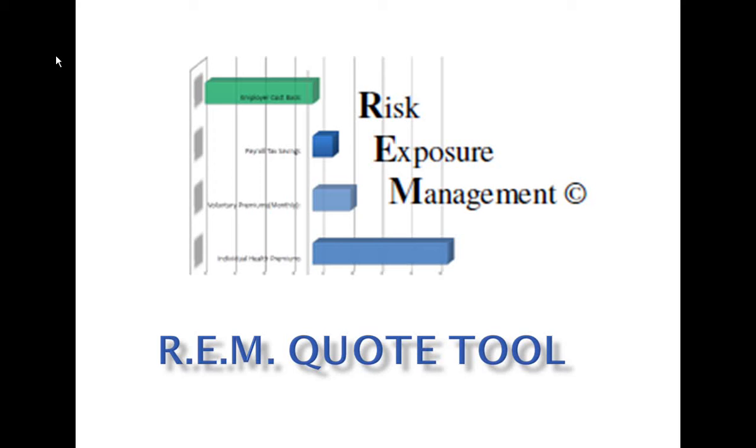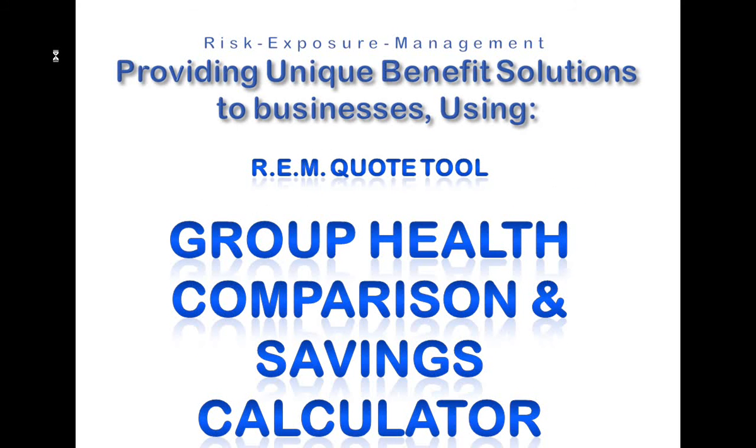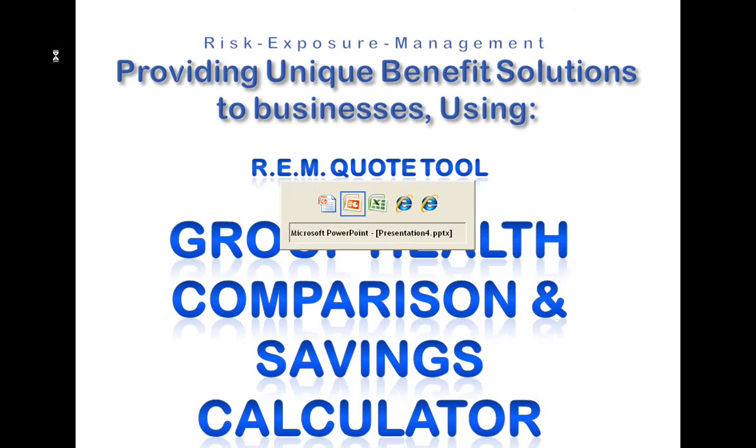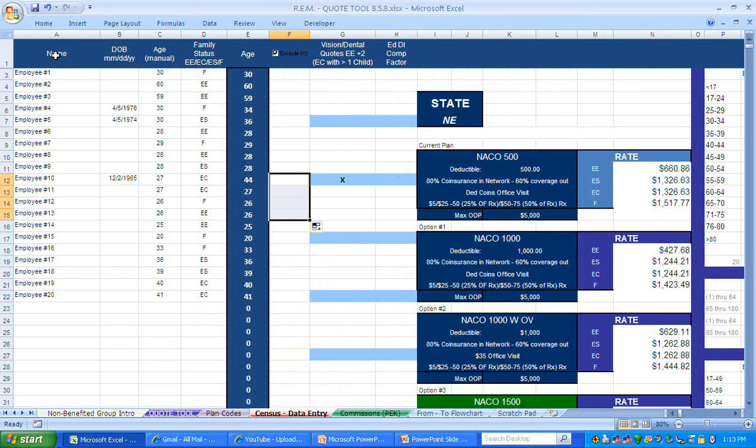In this session, we are going to talk about the use of the tool for group health comparisons and overall savings calculator. So the first thing we're going to do is make sure that we have the correct census in. We're going to go to the Census Data Entry tab and verify. We don't need names. We can put it in if we're making a presentation piece for the employer, otherwise it's not important. This column here has date of birth, and date of birth always trumps ages.